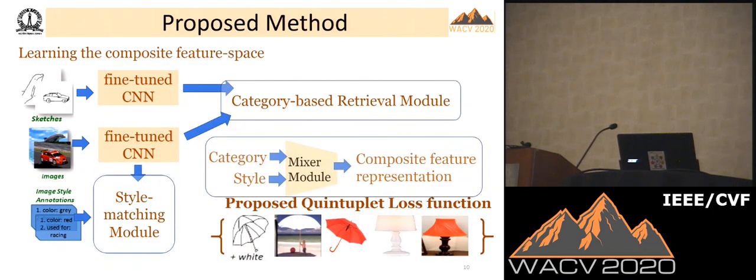Finally, we pass both the learned styles and category through a mixer network, which produces the composite feature of a sample. This feature space is learned using a novel quintuplet loss, where the quintuplet set is formed according to the matched category and style of the images with the query set, as displayed in the picture. While testing, all retrievals are performed at this composite feature space.